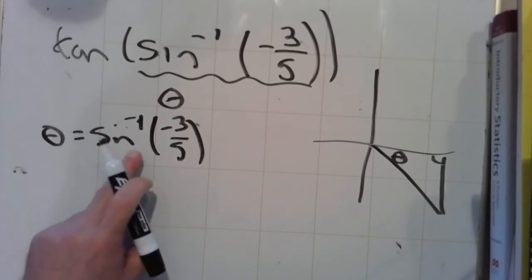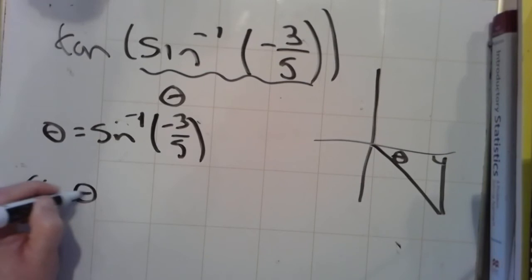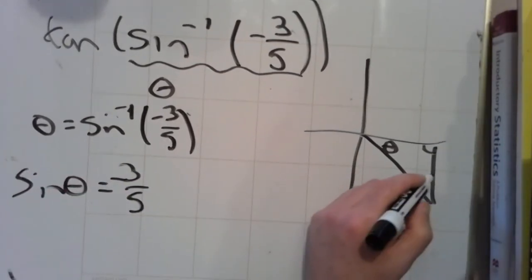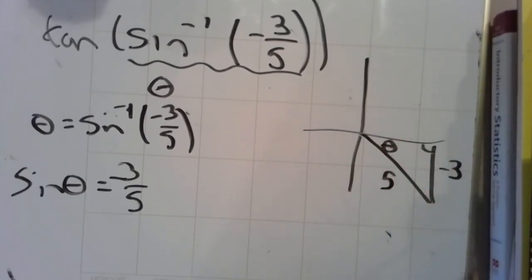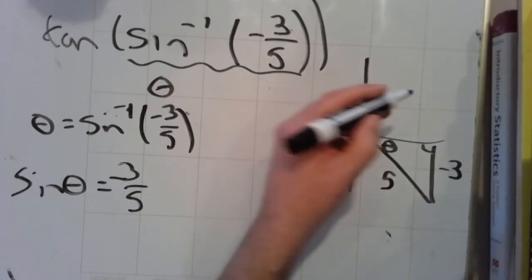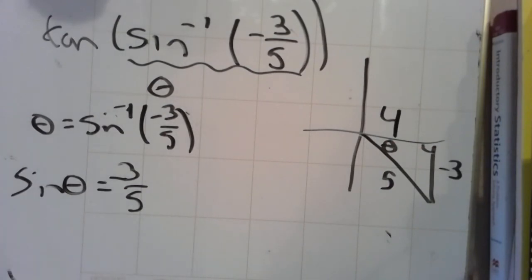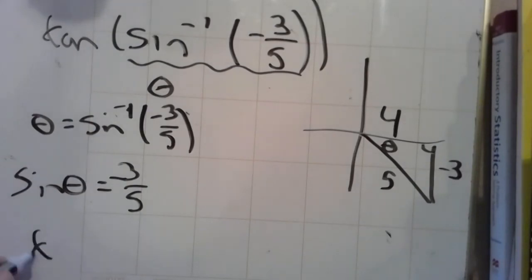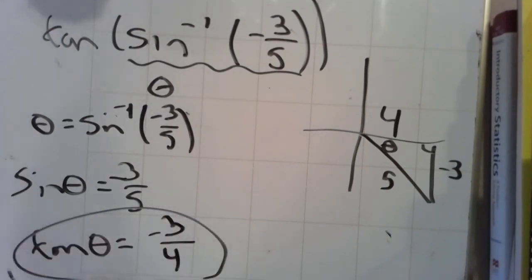Kind of, in a sense, think of moving the sine to the other side. Take sine of both sides. So sine of theta is negative 3/5. Fill in the triangle. Opposite over hypotenuse. Use Pythagorean to find the third side. You should be able to just do that in your head. This third side's a 3, 4, 5 Pythagorean triplet. I want tangent of theta. Tangent of theta is opposite over adjacent. And we're done.